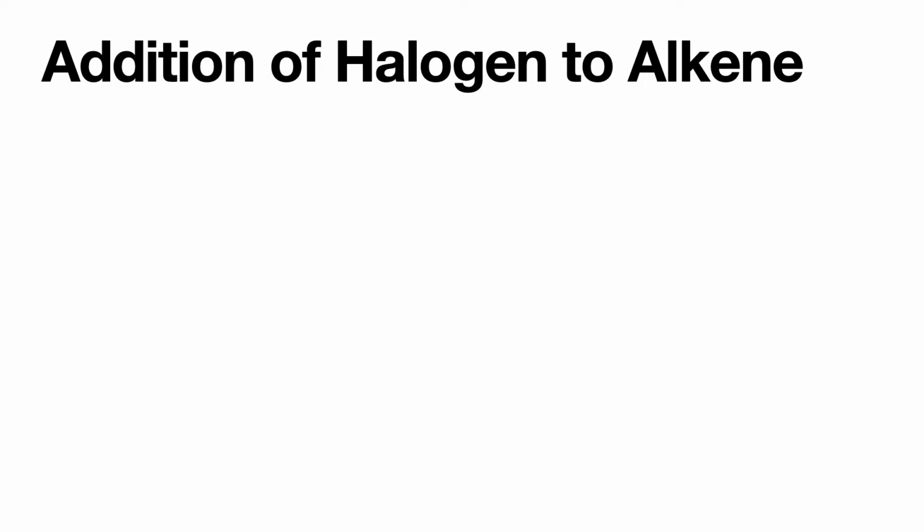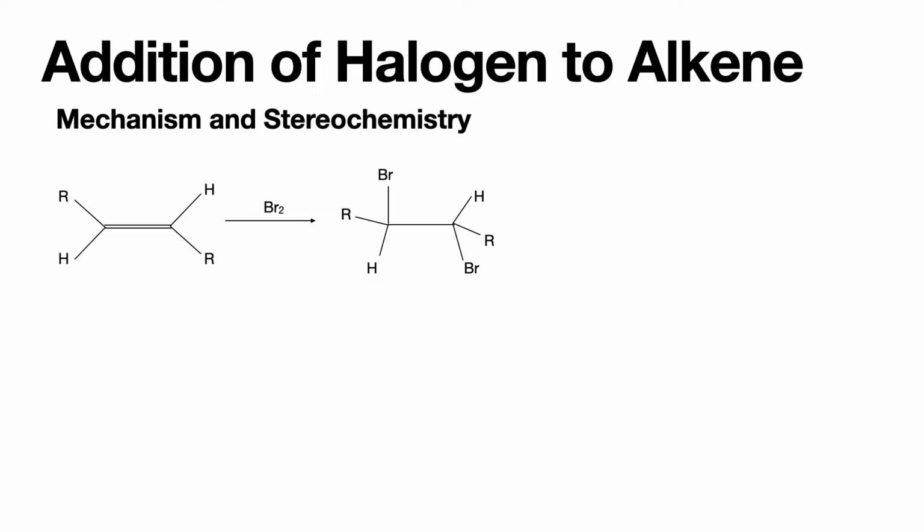All right, let's talk about the addition of a halogen to an alkene. So we're going to talk about the mechanism and stereochemistry. And here's the reaction. As you can see, we have an alkene, which is a carbon-carbon double bond. We're adding a halogen, in this case, bromine, and we're resulting in this product.